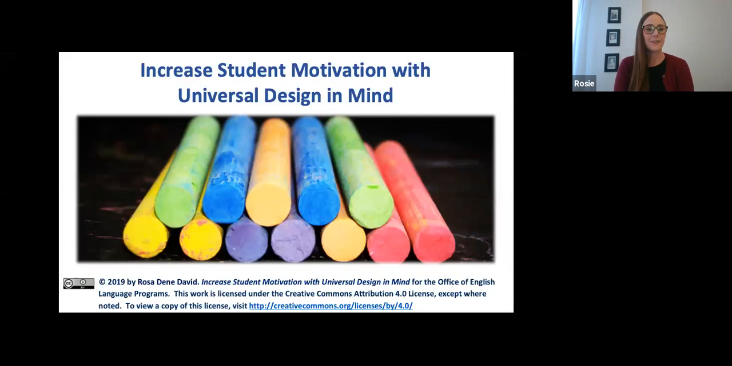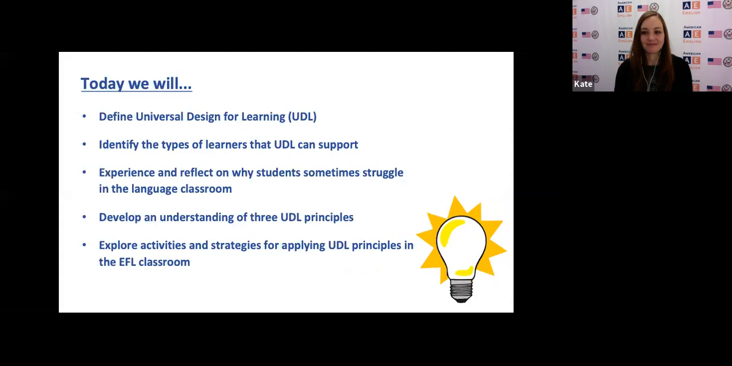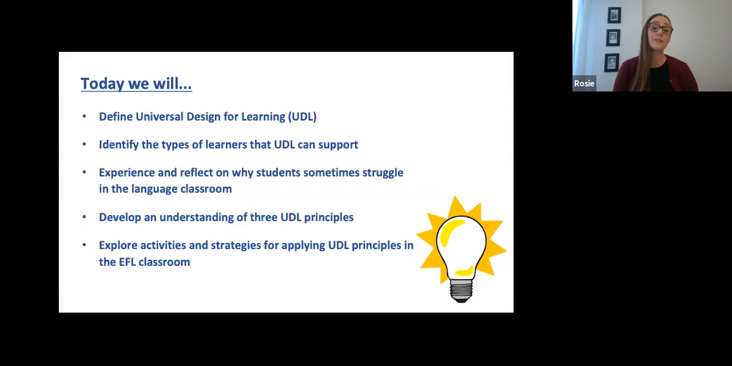Sounds great. So we should start by probably going over what we're going to do today. So first, I'm going to define what universal design for learning is. Next, we're going to identify the types of learners that UDL or universal design for learning can support and how it can support them. Then we're going to have a little bit of an experience through an activity and reflect on why sometimes students struggle in the language classroom.